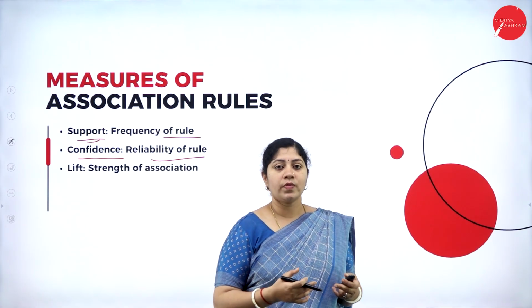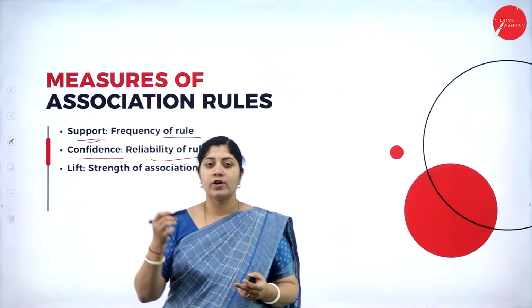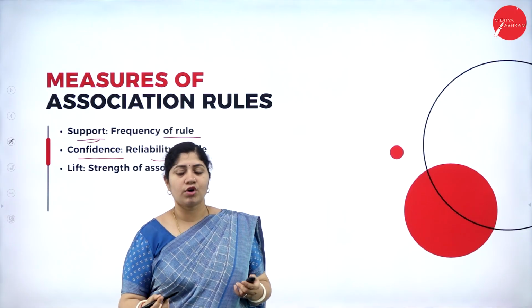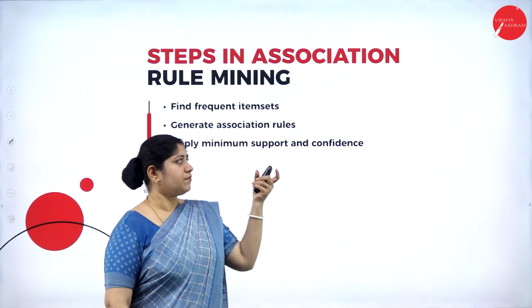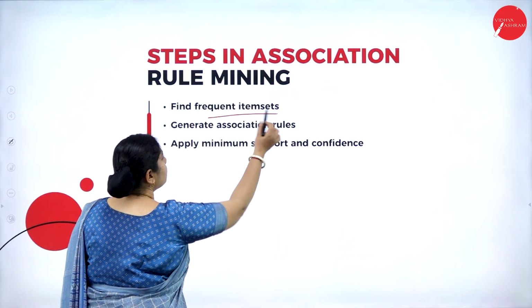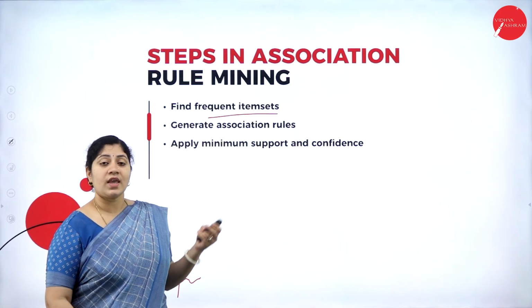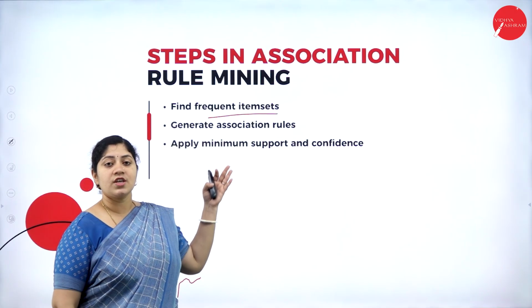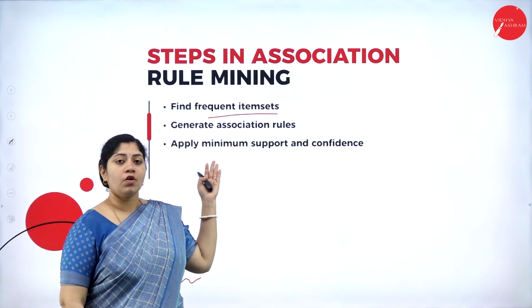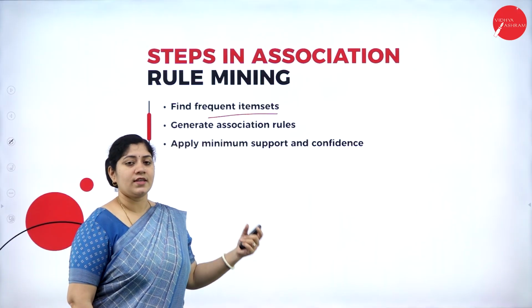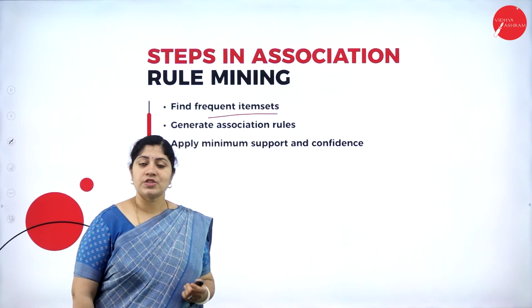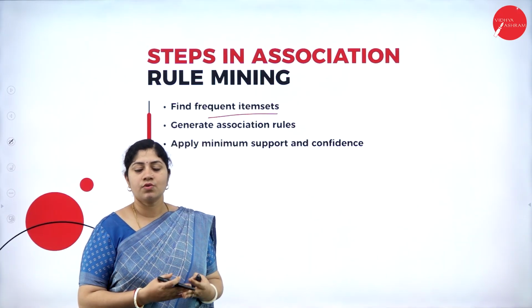As we saw the various steps involved in Apriori and FP growth, let's see the steps included under association rule mining. The first step is none other than finding frequent item sets, then generating the association rules with respect to them, followed by applying minimum support and confidence to that item set. So these are the steps involved in association rule mining.